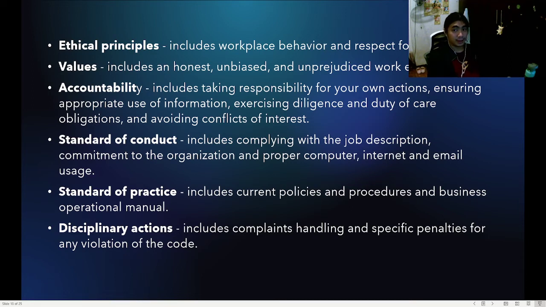The standard of the conduct, which includes complying with the job description and commitment to the organization. What's the benchmark of the things that you have to do in the workplace? The standard of the practice as well, and disciplinary actions. What are the penalties? Okay.